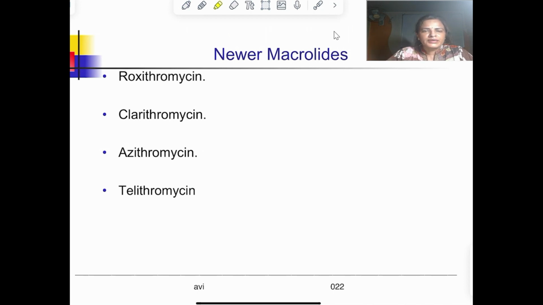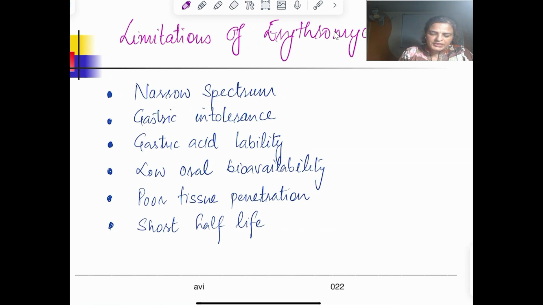So, newer macrolides. The newer macrolides we have are roxithromycin, clarithromycin, azithromycin and telithromycin. Now why do we need newer macrolides? Because some shortcomings are seen with erythromycin. Most important, it is narrow spectrum in comparison to these, while they cover erythromycin's organisms plus some additional microorganisms. Another is gastric intolerance, the GIT side effects.